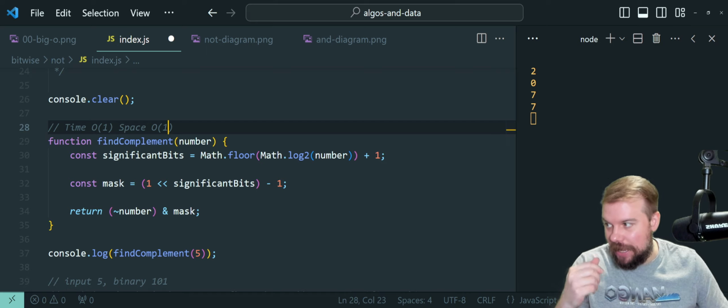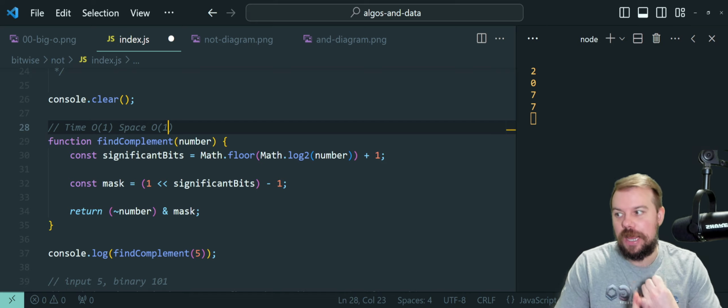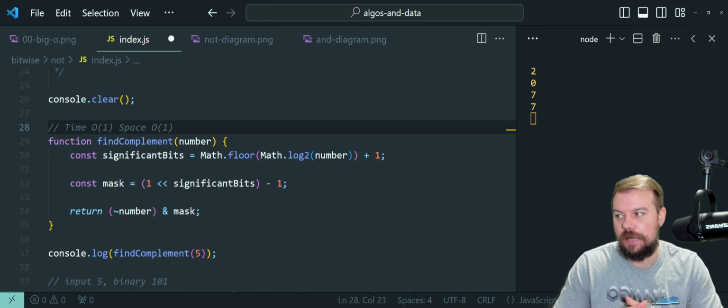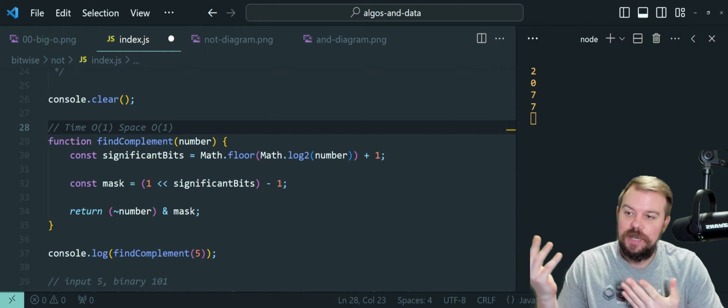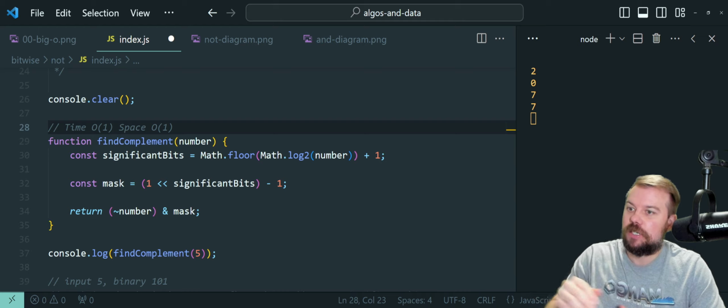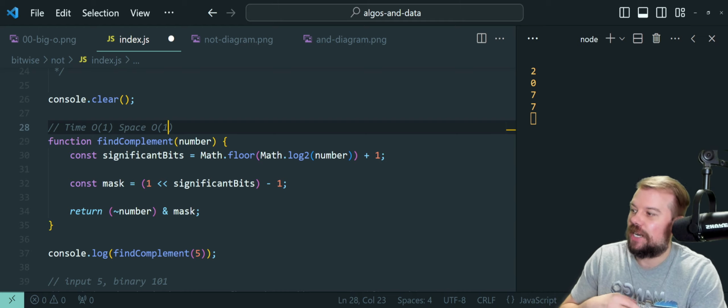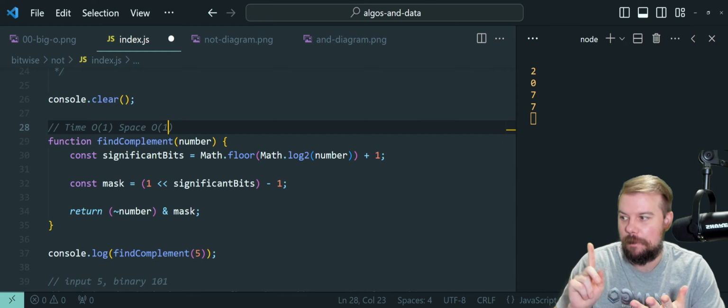That is because the math, assuming that Math.log2 and the bitwise operations are constant time, the number of operations here does not depend on the size of the input, but rather the fixed number of steps required to compute the complement. It is always a fixed number of these 3 steps to compute the complement. It's easy. And in terms of space, it uses a fixed amount of extra space for the variables significant bit and mask, and the space needed to store the result, and that's it.